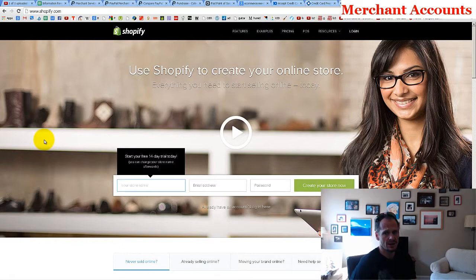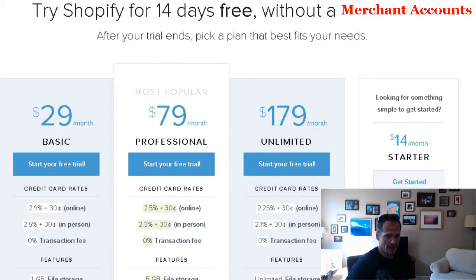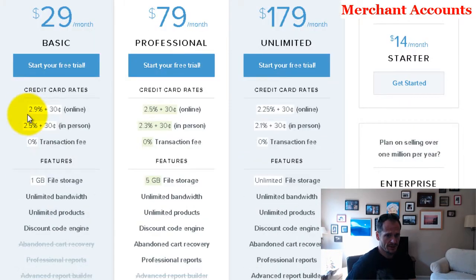And they have different pricing and things like that. It might be interesting to look at. 29 bucks a month, plus your credit card fees are 2.9% plus 30 cents if it's online, 2.5% plus 30 cents if it's in person. So on a $10 transaction, you're going to pay, right? What's 10% of $10 would be a dollar. So 2.9% would be 29 cents plus 30 cents. On a $10 transaction, you're paying 59 cents, which is actually quite a bit.